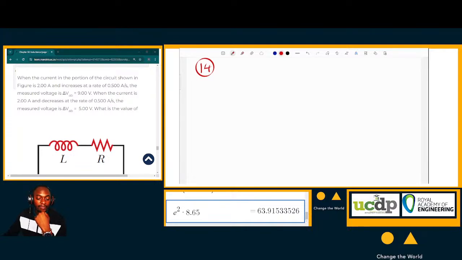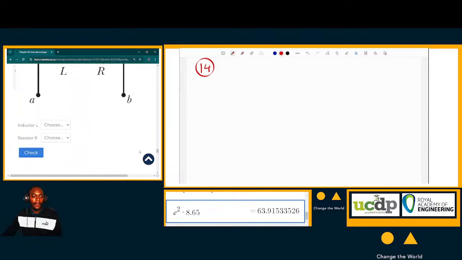So it reads, when the current in the portion of the circuit shown in the figure is 2 amps and increases at a rate of 0.5 amp per second, the measured voltage is 9 volts. When the current is 2 amps and decreases at a rate of 0.5 amp per second, the measured voltage is 5 volts. What is the value of the inductor and the value for the resistor?